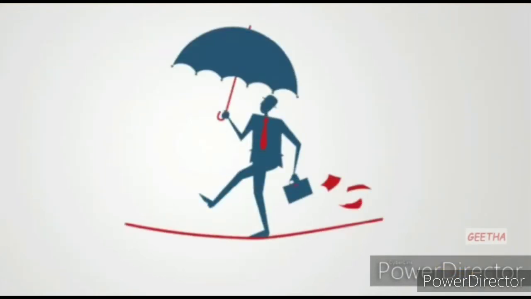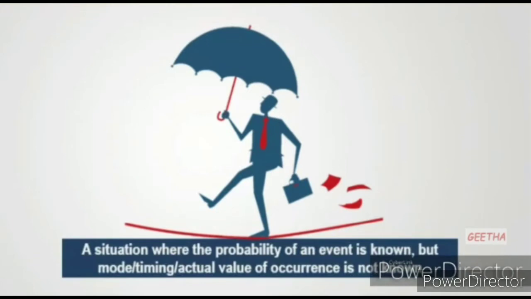Let's understand what is risk. Risk refers to a situation where the probability of an event is known, but mode, or timing, or actual value of occurrence is not known. From life insurance point of view, risk refers to the likelihood that an insured event will occur, requiring the insurer to pay a claim.